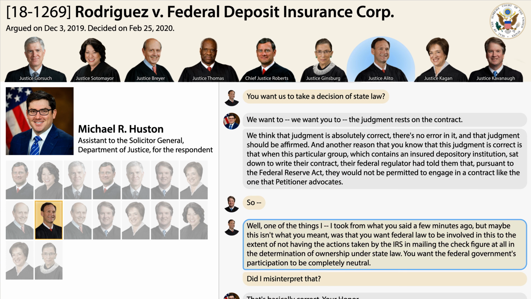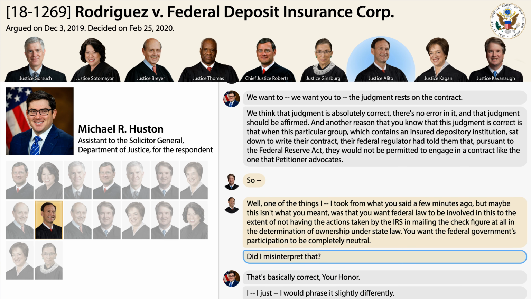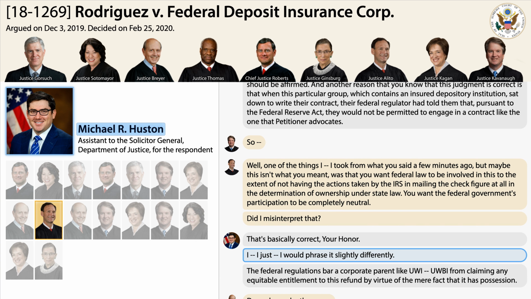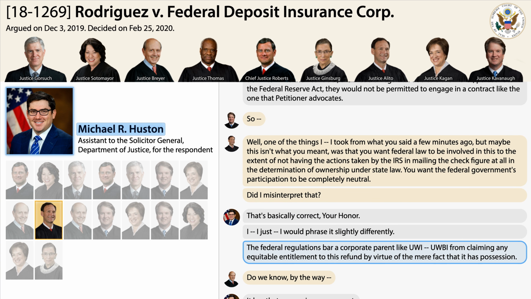So one of the things I took from what you said a few minutes ago, but maybe this isn't what you meant, was that you want federal law to be involved in this to the extent of not having the actions taken by the IRS in mailing the check figure at all in the determination of ownership under state law. You want the federal government's participation to be completely neutral. Did I misinterpret that? That's basically correct, Your Honor. I would phrase it slightly differently. The federal regulations bar a corporate parent like UWBI from claiming any equitable entitlement to this refund by virtue of the mere fact that it has possession.